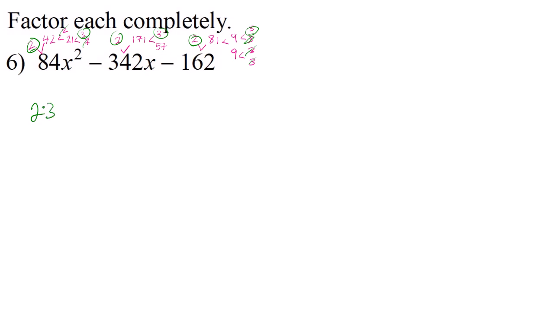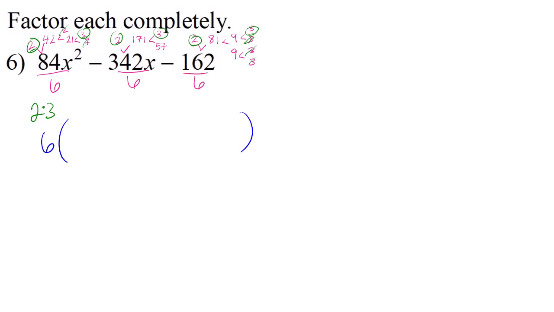Now, I could keep checking for numbers, but I know nothing else is going to work, because there's no other number here that worked with the numbers here. So there's nothing left in common. And so 2 times 3 is 6. That's our GCF. Then we can divide each of these by 6. You can do it on your calculator, in your head, on paper: 84 divided by 6, 342 divided by 6, 162 divided by 6.